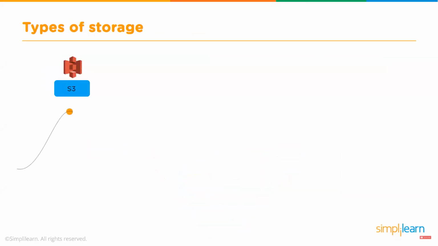So let's talk about the different types of storage in general. S3 is cloud storage in AWS, and then we have Elastic Block Store. Now, Elastic Block Store is actually the SSD hard drives that get attached to our EC2 instance. It's like the C drive, the D drive, the E drive that gets attached to our instances. Now, EFS is Elastic File System.